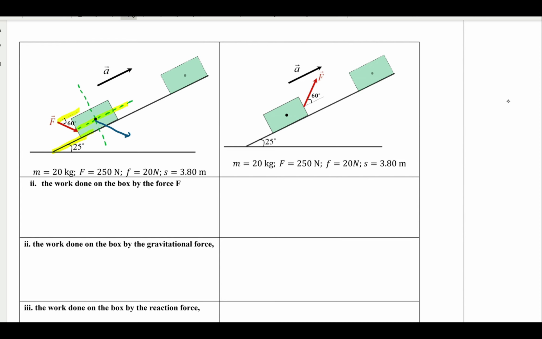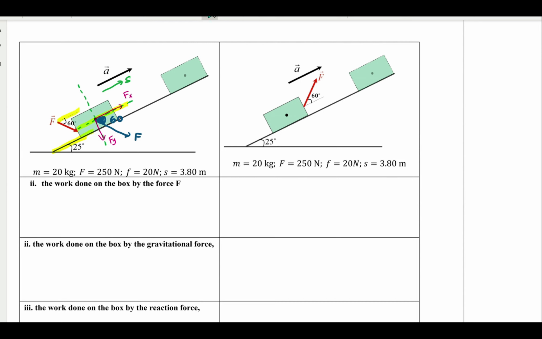Sorry, external force F, and here it should be 60 degree. So, where does the box finally move to? In this direction, S. Okay, that is the displacement. If you want to calculate, do you want to resolve or not? If you want to resolve, you can resolve F into X and Y components. So, we're going to have Fx and Fy.